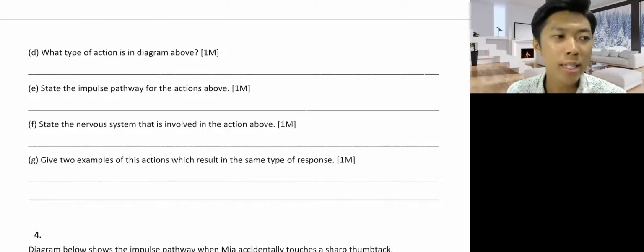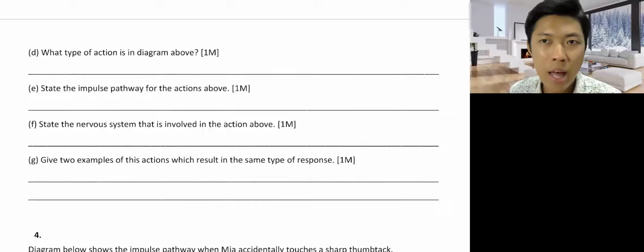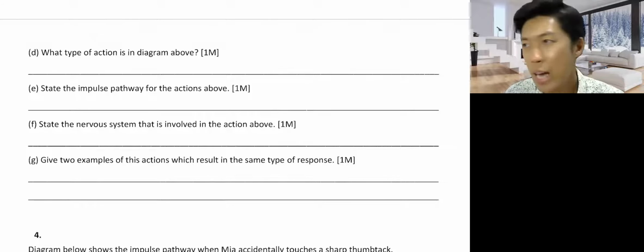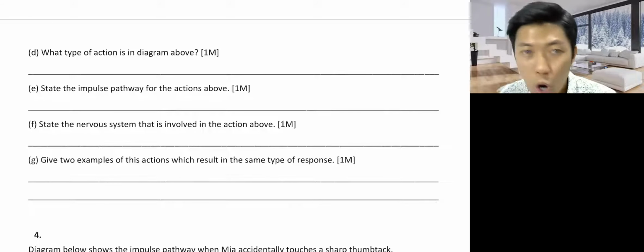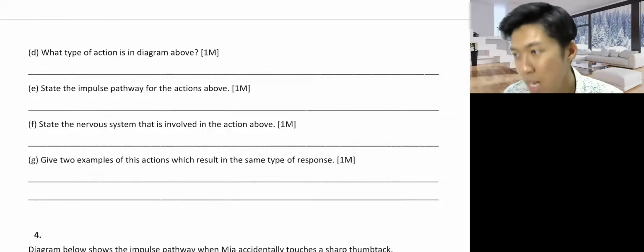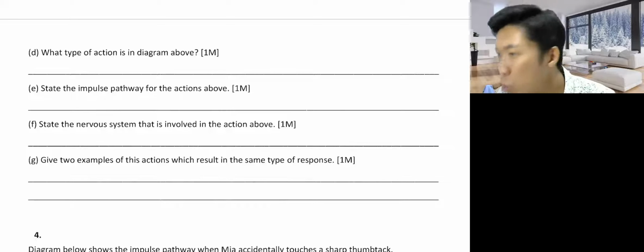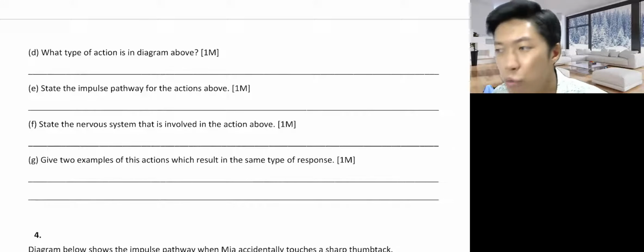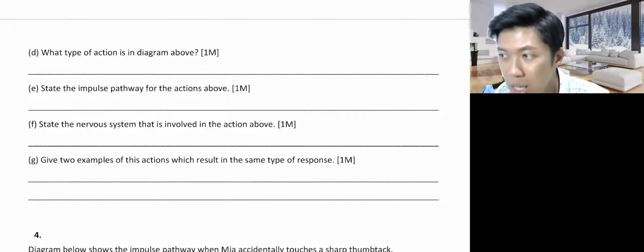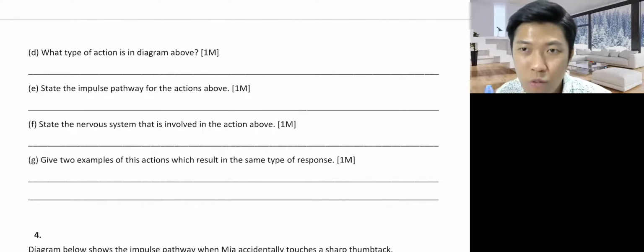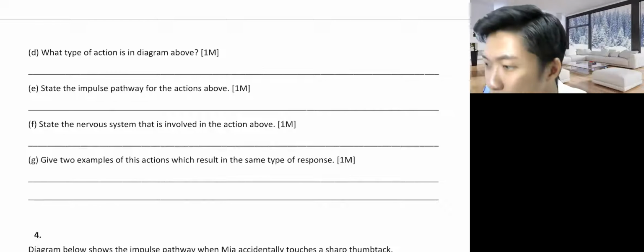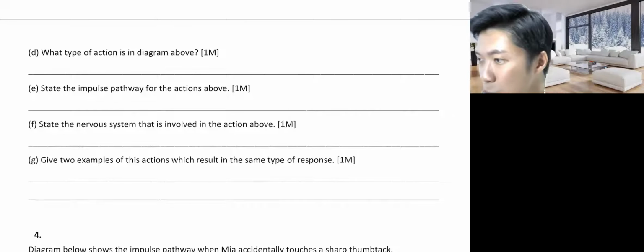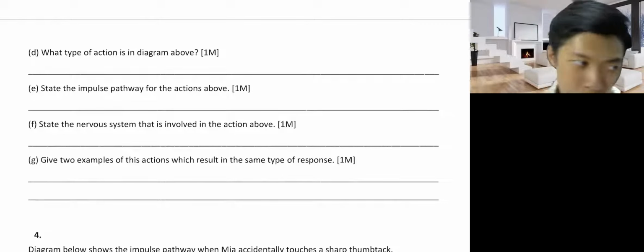Question F, everyone. State the nervous system that is involved in the action above. That means the question is asking who controls this action, or I shall say who controls reflex. You know what I mean? So the boss of reflex is called the spinal cord. Okay, so there you go. Spinal cord is your answer.